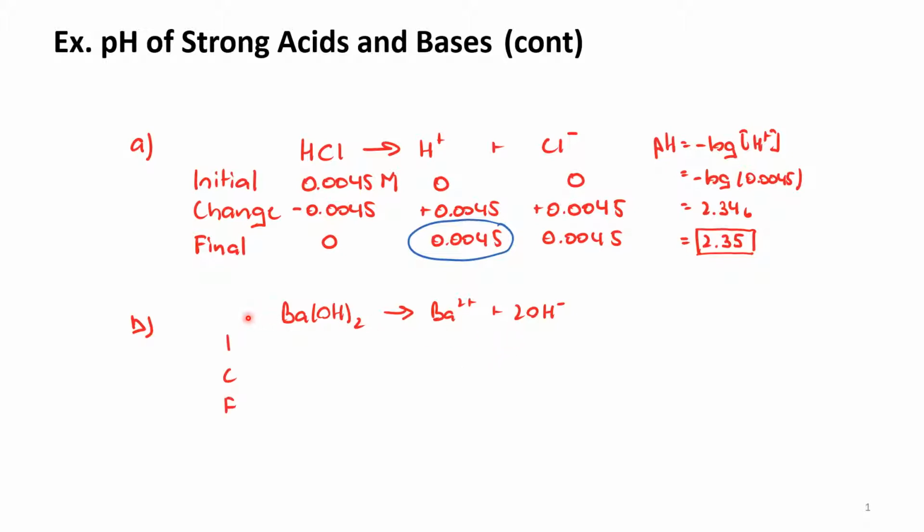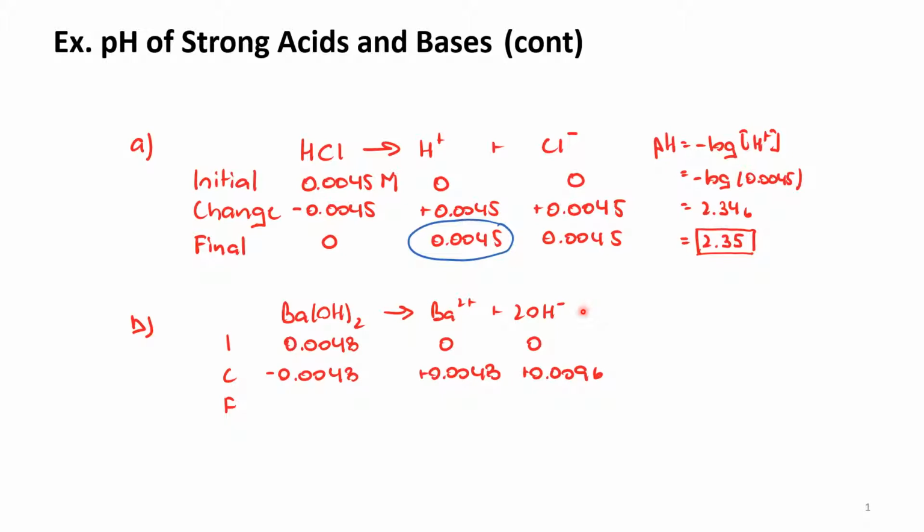Next, we write the ICF table. The initial concentration of barium hydroxide was given as 0.0048 molar. And again, in this case, we did not start with any barium or hydroxide. So the initial concentrations of these are 0. And again, because the reaction goes to completion, we lose all of the barium hydroxide. So the change in Ba(OH)2 is therefore negative 0.0048 molar. For barium, the stoichiometry is 1 to 1. So the change is plus 0.0048 molar.